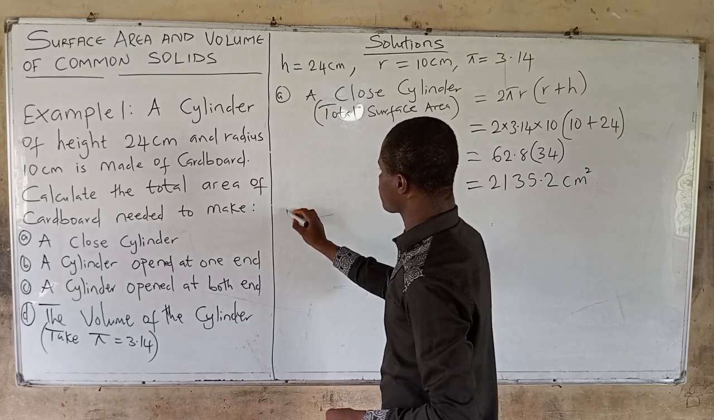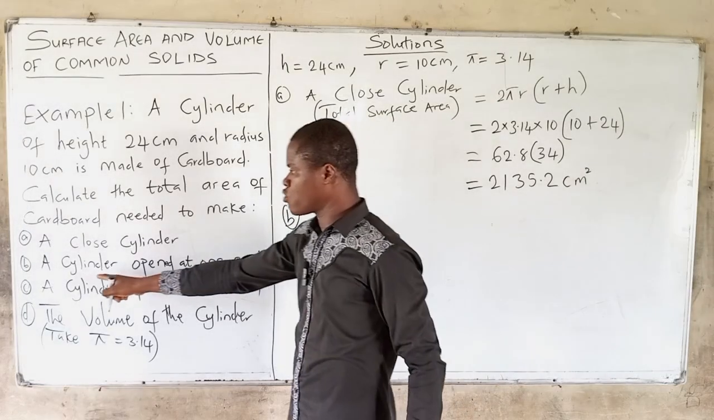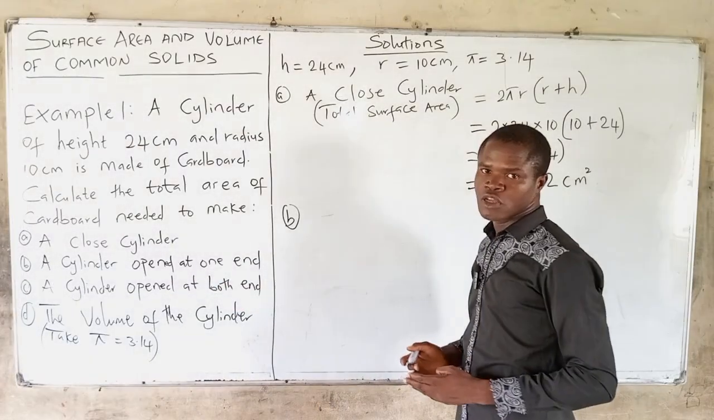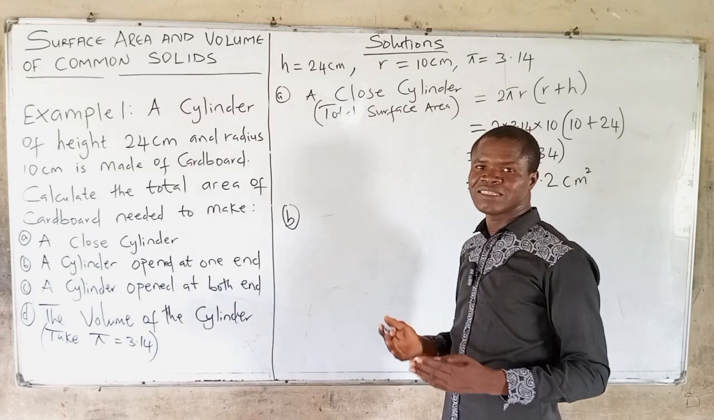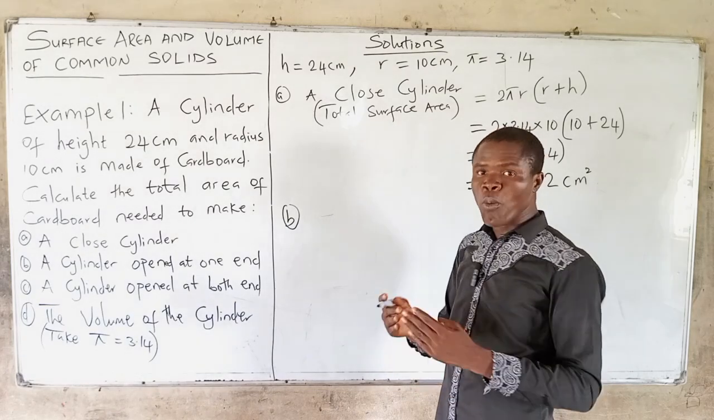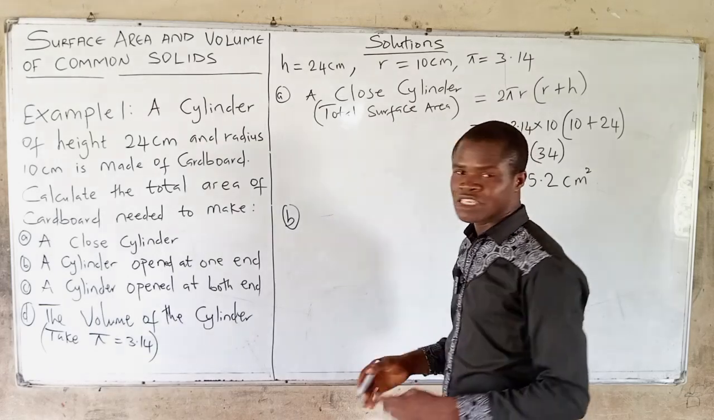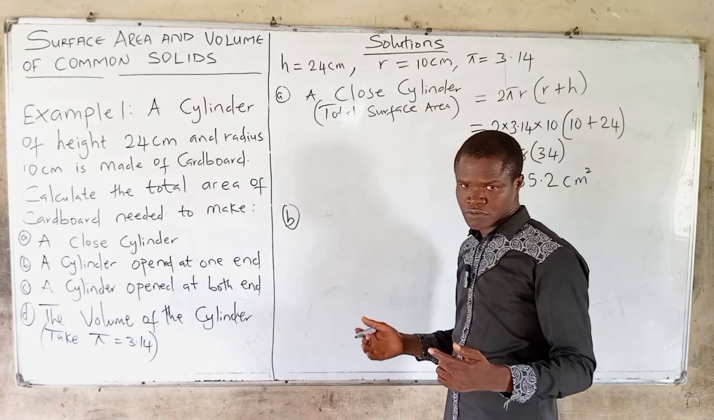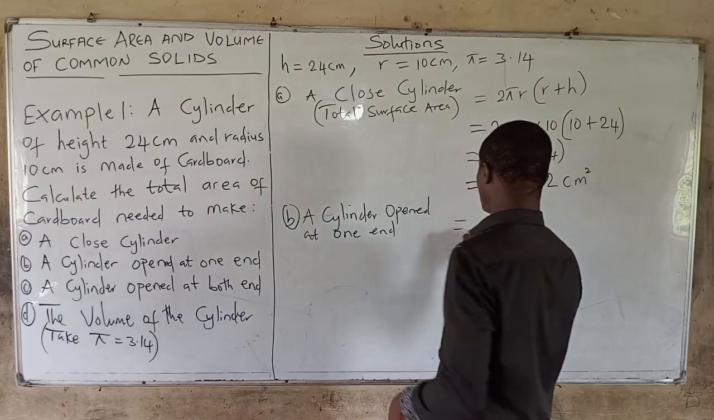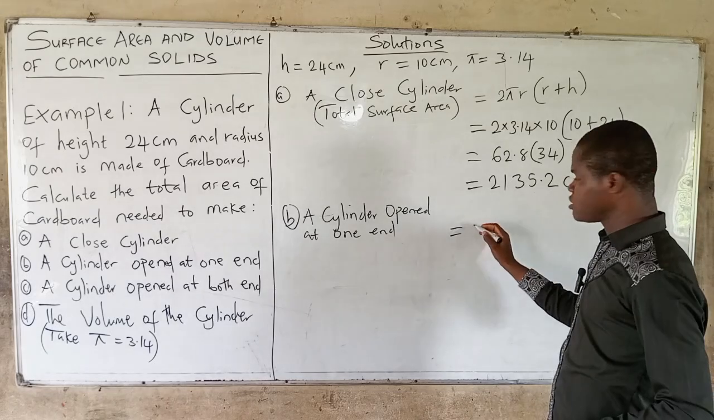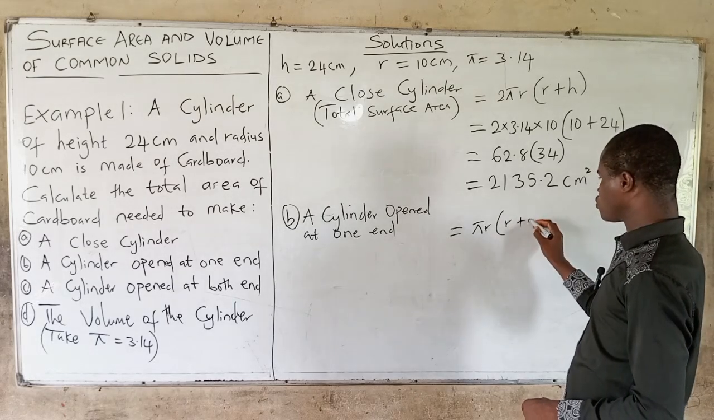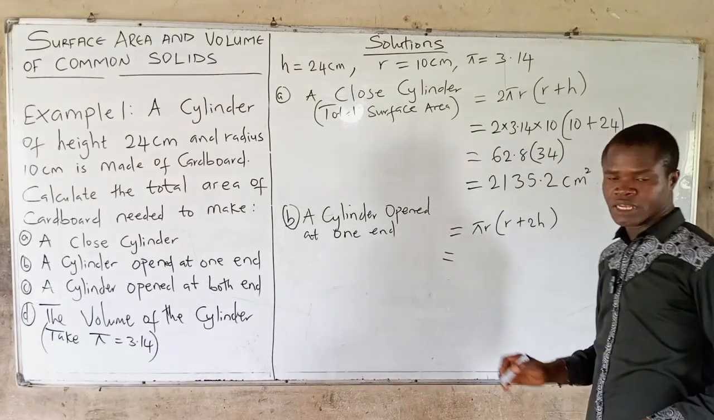Number B, we are asked to calculate the area of a cylinder opened at one end. So it's talking about total surface area when one end is open. So this is equal to, remember, it is what? Pi r bracket r plus 2h. So let us substitute accordingly.